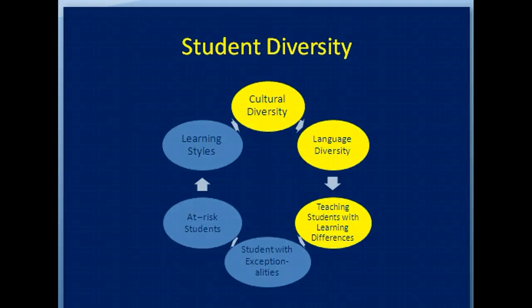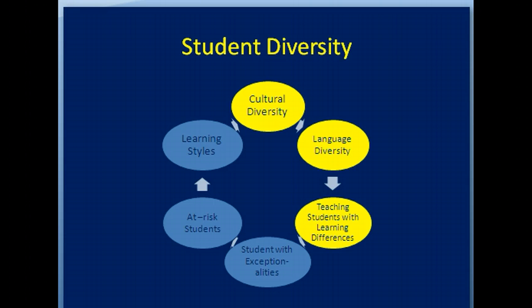Welcome back to Chapter 2. We are in Part 2 of Chapter 2. We are on slide 28 entitled Student Diversity. As you can see on this slide, these are the topics that are covered in Chapter 2. We're going to begin with the third topic, teaching students with learning differences.